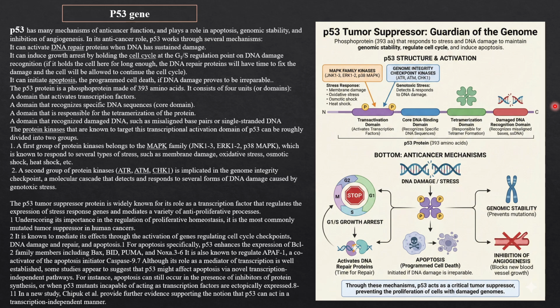Upon activation, P53 induces cell cycle arrest at the G1 or S checkpoints and allows time for DNA repair by activating the repair proteins. If the damage is irreparable, P53 triggers apoptosis to eliminate the damaged cells, and it also plays a role in preventing angiogenesis while maintaining genomic stability by limiting mutation accumulation. Through these coordinated responses, P53 prevents the propagation of genetically unstable cells, making it one of the most important tumor suppressors, frequently mutated in cancer cells.